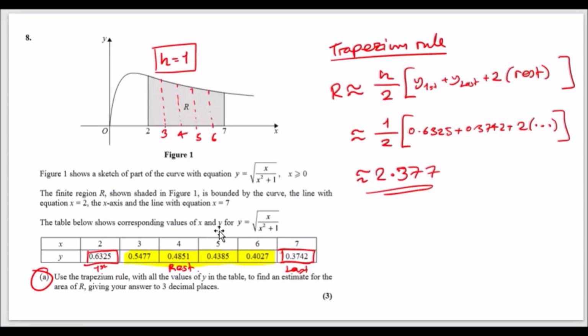Okay, so I'm going to go straight to the example. The table below shows corresponding values for x and y for the given function. Now use the trapezium rule with all the values of y in the table to find an estimate for the area of R, giving the answer to 3 decimal places.